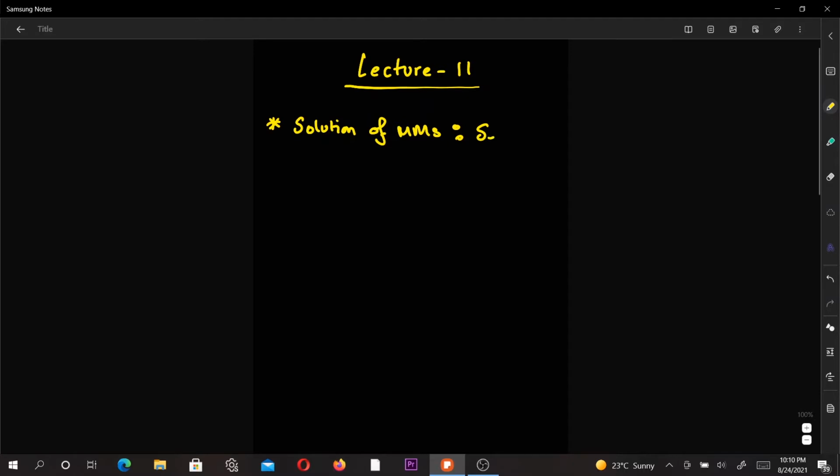This is lecture 11. So the topic for today is solution of matrix models or matrix integrals. The method we'll be using is saddle point analysis. So now let's start with our partition function.